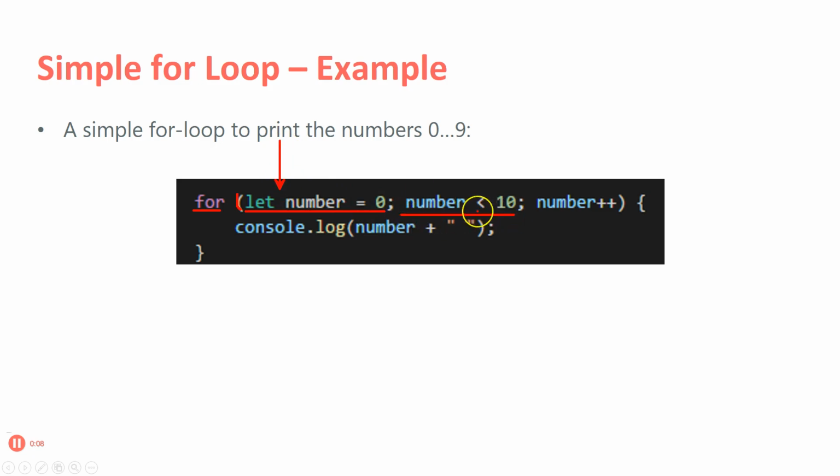After that, before each iteration, I'm going to check if this condition is true. So if number is less than 10, I'll execute this code. If it's not, I'm going to continue.